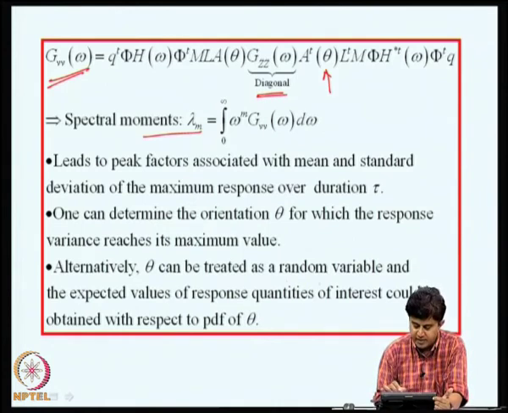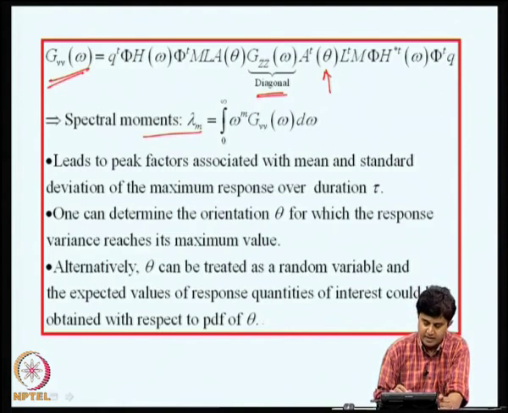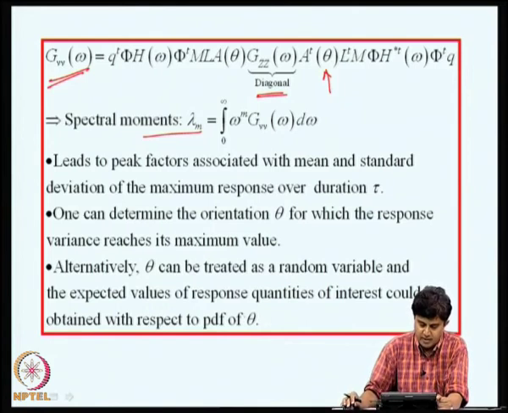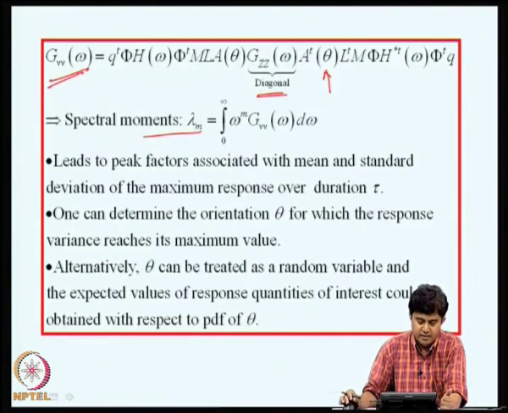Alternatively, theta can be treated as a random variable, and the expected values of the response quantities of interest could be obtained with respect to the probability density function of theta. So, if you have some idea that theta is uniformly distributed between a certain range of angles, that can be factored in, and we can take the expected values with respect to that probability density function. Now, this is a standard linear random vibration analysis.